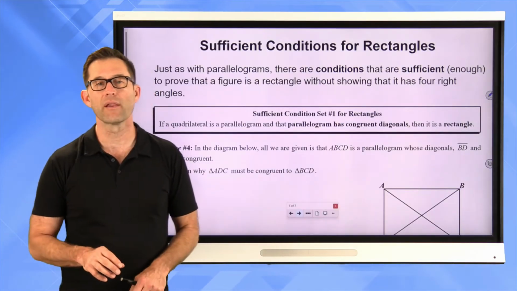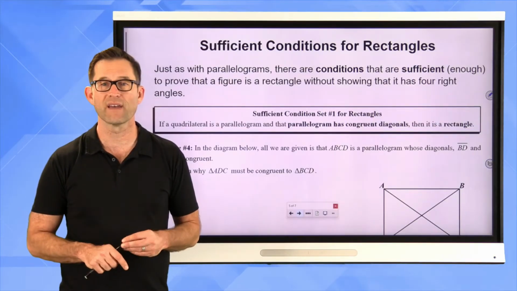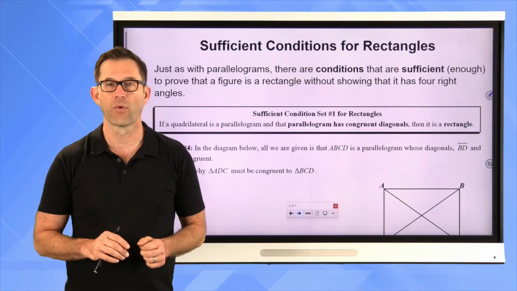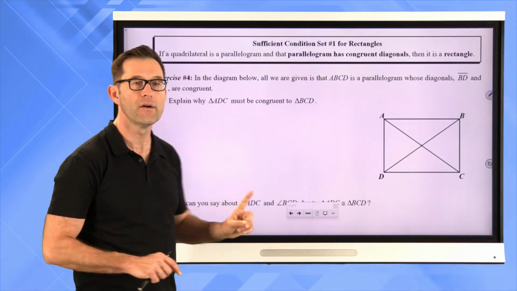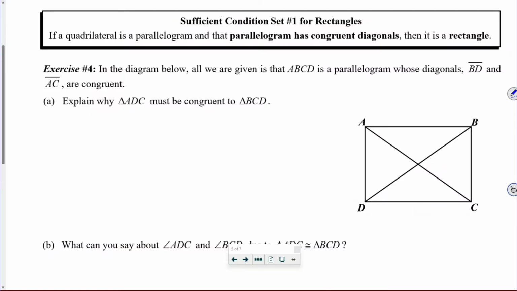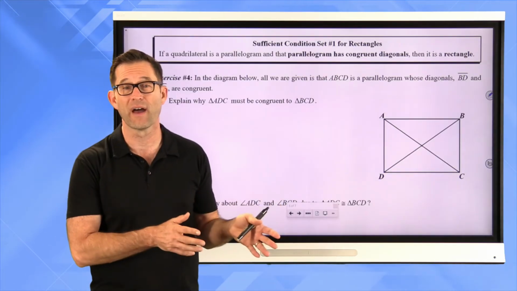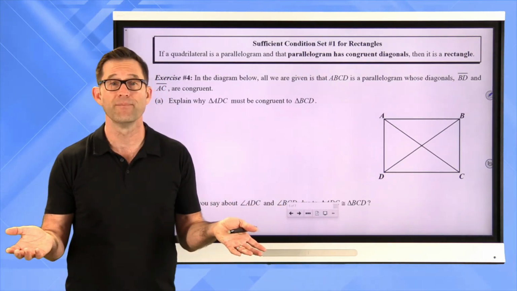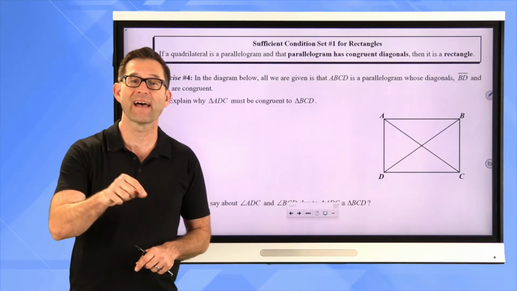Now, just like with parallelograms, there are conditions that are sufficient, or enough, to prove that a figure is a rectangle without showing that it's got 4 right angles. So let's take a look at sufficient condition set number 1 for rectangles. If a quadrilateral is a parallelogram, and that parallelogram has congruent diagonals, then it is a rectangle. So this is cool. Now, watch out, right? This is similar to the fact that all rectangles have congruent diagonals, but this is saying, if I've got a parallelogram and I know that its diagonals are the same length, then that parallelogram has to be a rectangle.